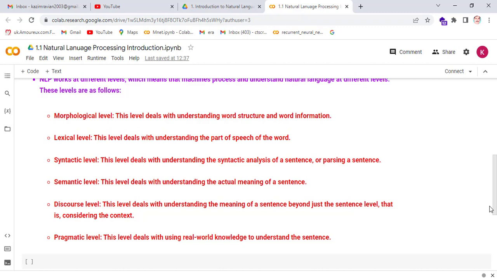This is a little introduction to natural language processing. In the coming lectures, we will see a specific topic of natural language processing and then we will program it.